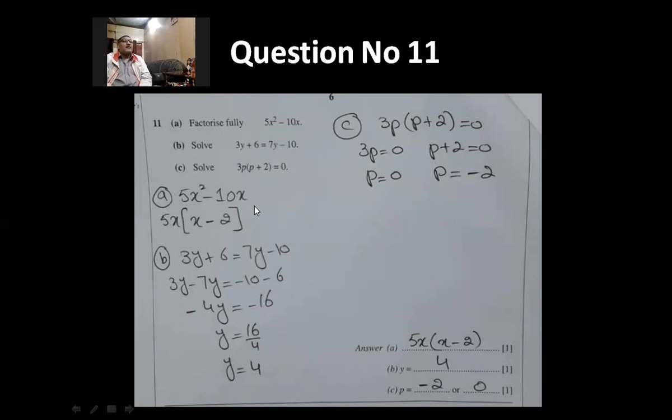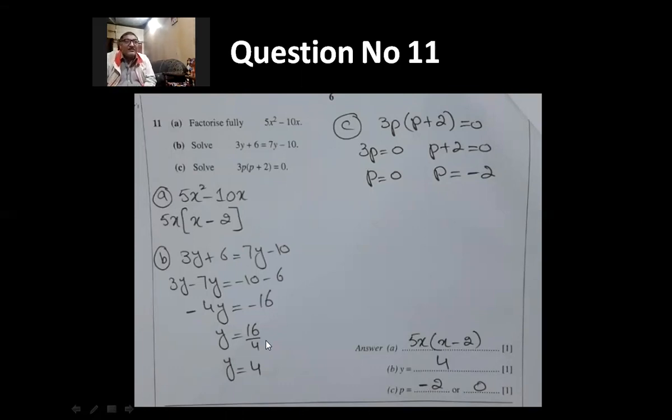In question 11 B part, it says 3y plus 6 equals 7y minus 10. So you will have 3y minus 7y equals minus 10 minus 6. So you will have minus 4y equals minus 16, and the negative cancels. So y will be equal to 16 by 4, and y will be equal to 4.